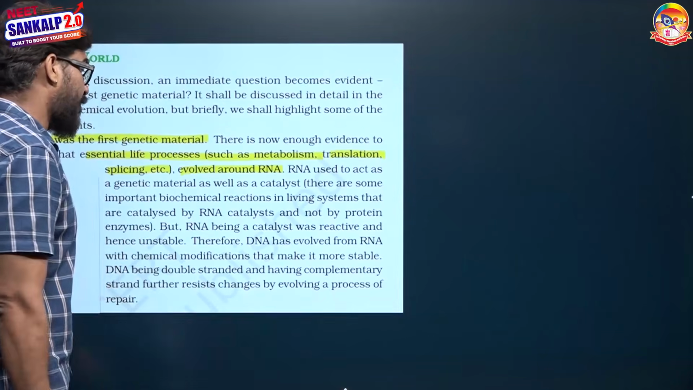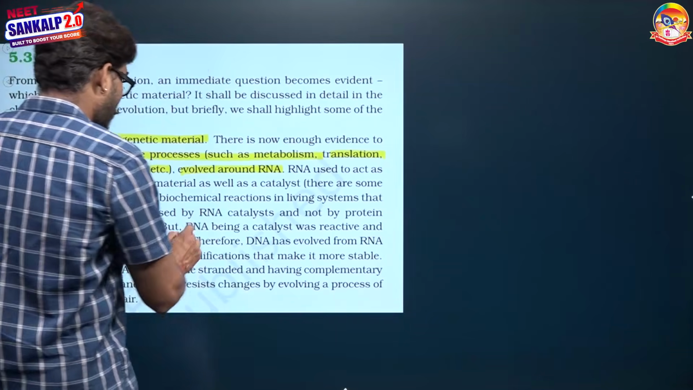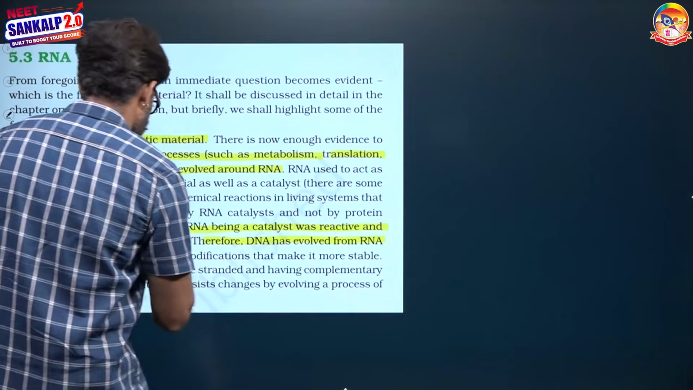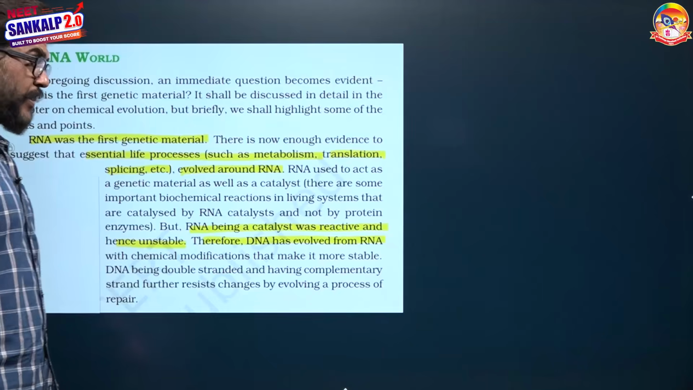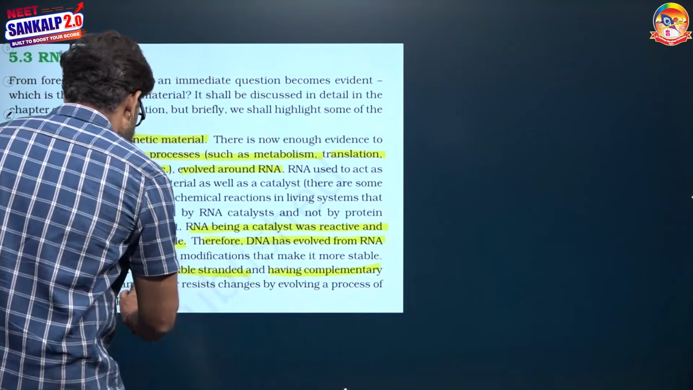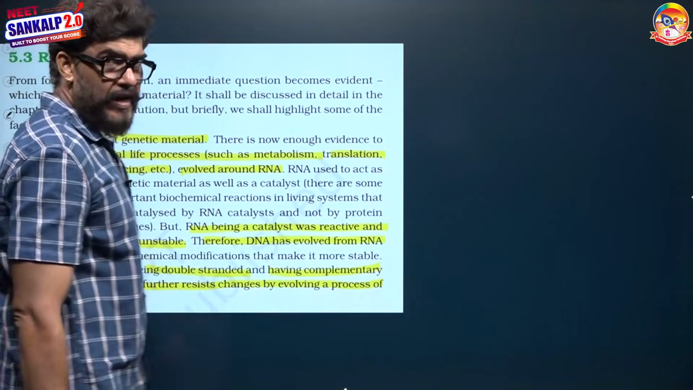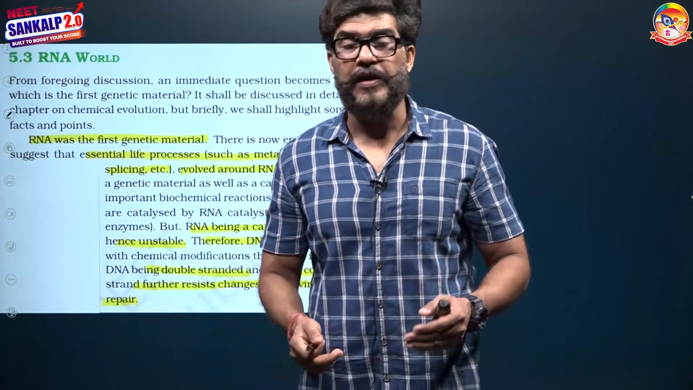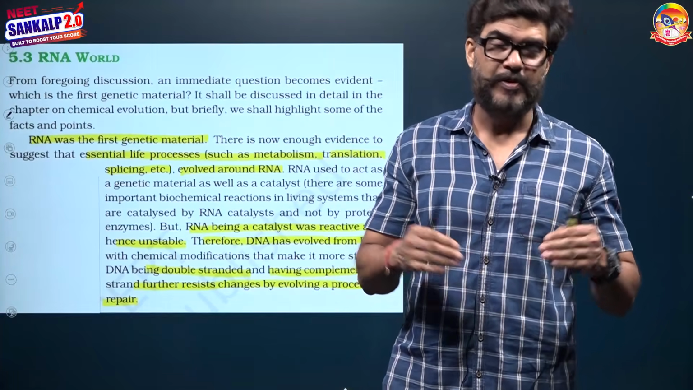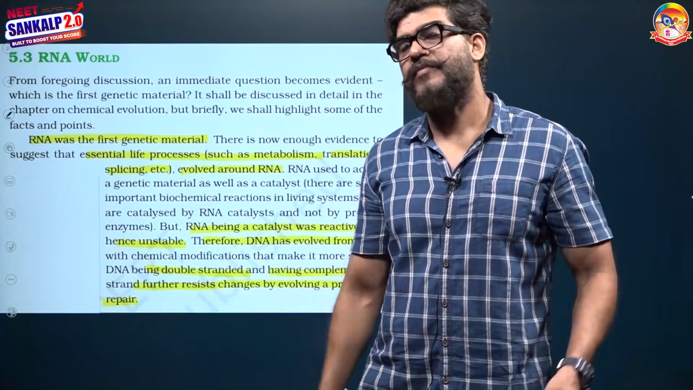There are some important biochemical reactions in living systems that are catalyzed by RNA catalysts and not by proteins. But RNA, being a catalyst, was reactive and hence unstable. Therefore, DNA evolved from RNA with chemical modifications that make it more stable. DNA, being double-stranded with complementary strands, further resists changes by evolving a process of repair. Because DNA is double-stranded with complementary pairing, one more mechanism evolved in DNA, the mismatch repair mechanism, that also makes it more suitable to act as a genetic material.